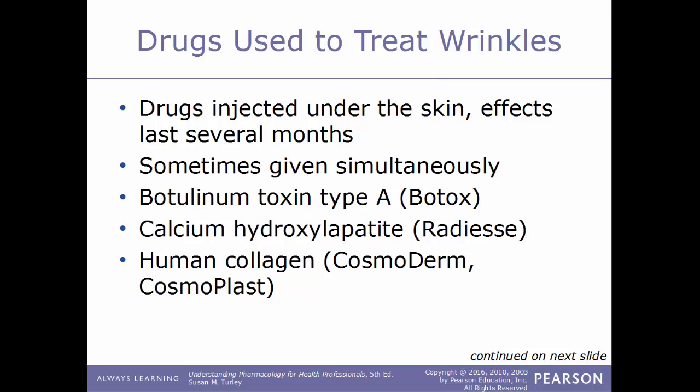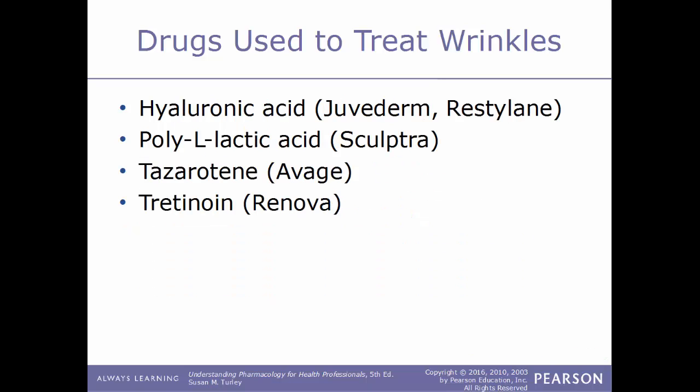for several months. Some examples of this would include botulism toxin type A, also known by the brand name Botox, calcium hydroxyapatite, known by its brand name Radiesse, and also human collagen, which is sold under the trade names Cosmoderm and Cosmoplast. Some other examples: hyaluronic acid, also known by the brand names Juvederm and Restylane, poly-L-lactic acid, also known by its trade name Sculptra, tazarotene, also known by its trade name Avage, and tretinoin, also known by the trade name of Renova.